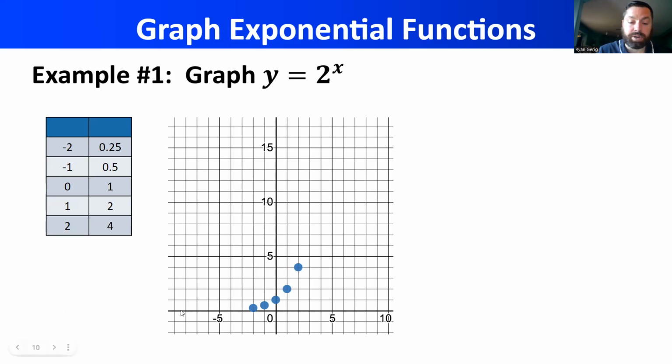If I connect those with a curve, you see it's not a line, it's a curve that curves up, which makes sense. The b value is 2, it's bigger than 1, which means this is growing over time.